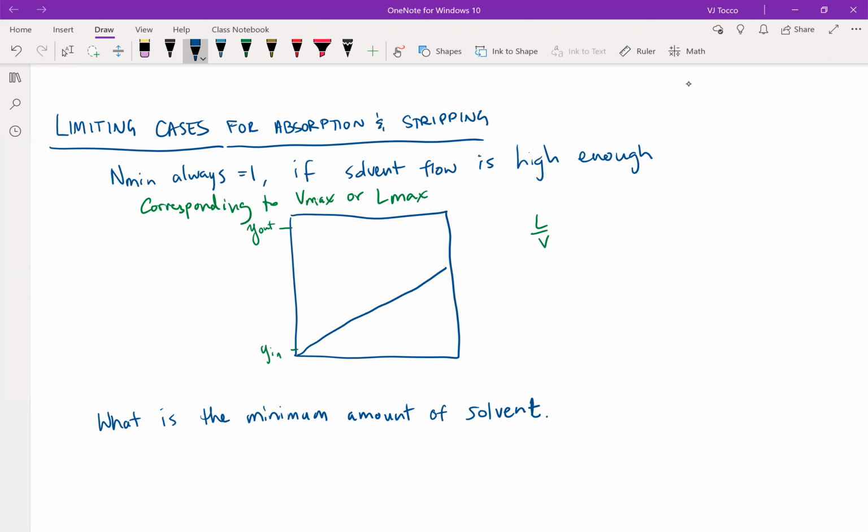And to that end, it may be beneficial for you to minimize the amount of solvent and increase the number of stages. So this is why it's really helpful to know what the minimum amount of solvent you need. And this is going to correspond to, remember again, that as solvent decreases, N is going to increase. Corresponds to N tending towards infinity.